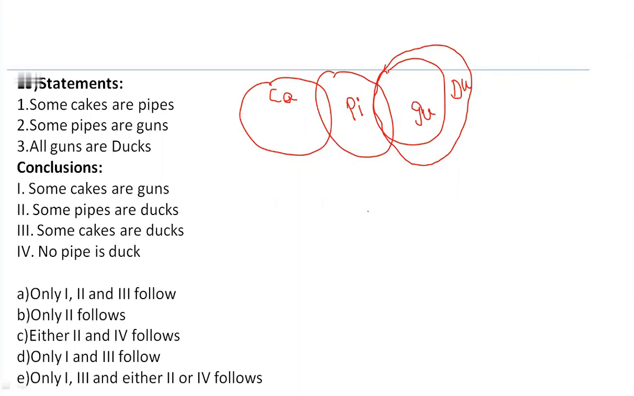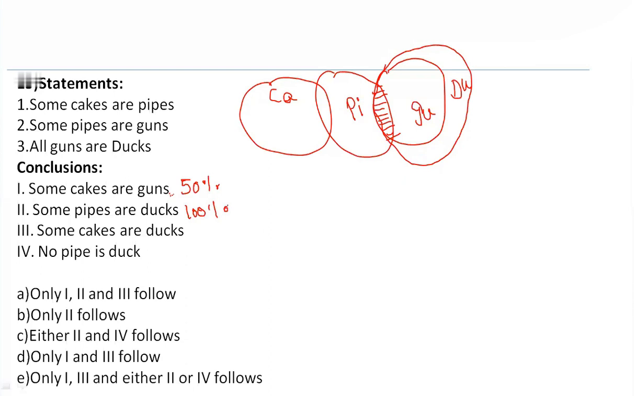Some cakes are guns. Some cakes are guns means there is a chance that relation between cakes and guns is there, if you are considering this intersection part of cakes and pipes. That means 50% chance is there. Okay. Next, some pipes are ducks. This part of pipes are ducks, right? So conclusion 2 is 100% true. Some pipes are ducks means the part of pipes are having relation with the ducks. So second conclusion is 100% true.